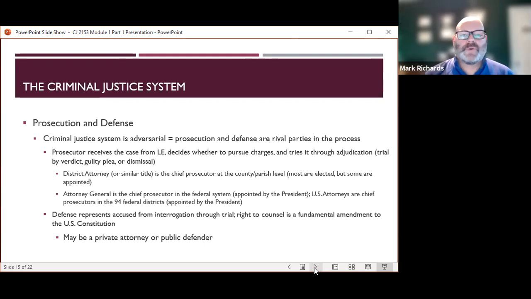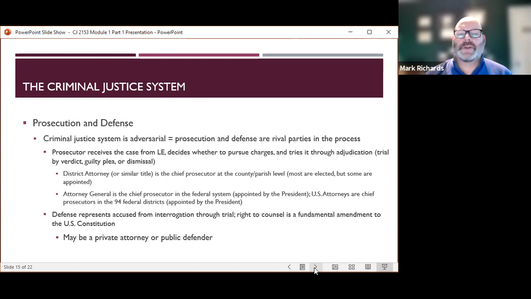The second part of the American criminal justice system is the prosecution and defense. Our system of criminal justice in the United States is what's known as adversarial. We have a prosecution and a defense, and they are rival parties in the process. The prosecutor receives the case from law enforcement and decides whether to pursue charges, and then tries the case through adjudication, meaning a trial by verdict, guilty plea, or dismissal of the case.